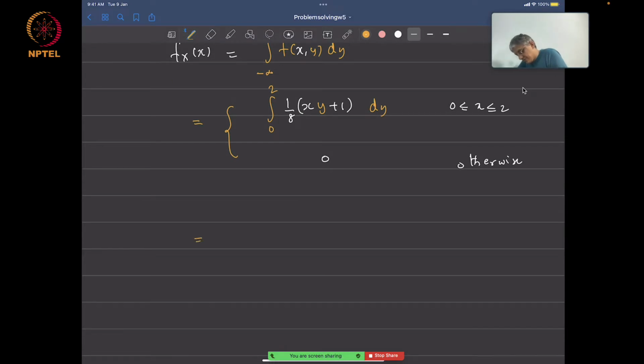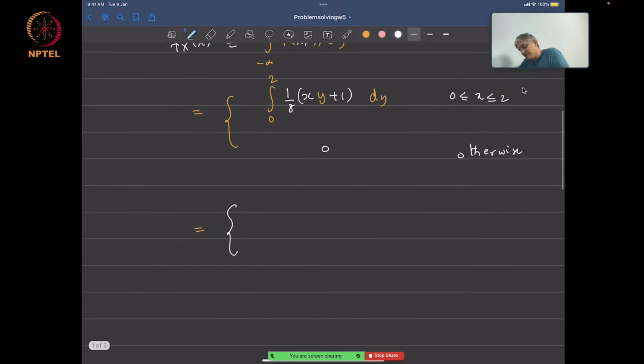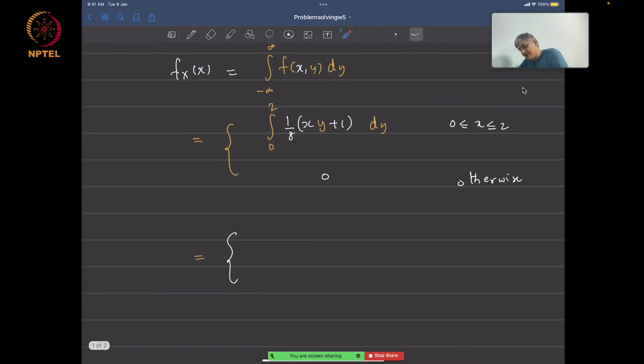So let's write this down, everything in white now. This is equal to, so the only integration is with respect to y here, right? So all you'll get is 1/8 x times y squared by 2, with y from 0 to 2. And the other one is 1/8 times y from 0 to 2, when x is between 0 and 2, and 0 otherwise.